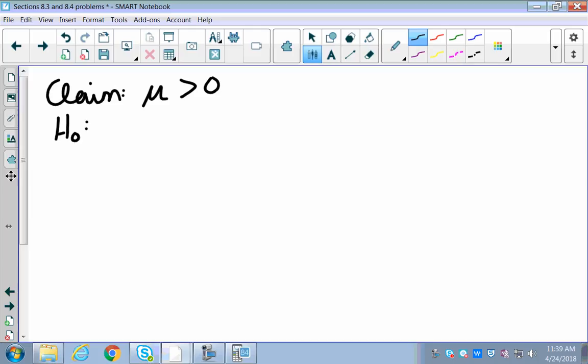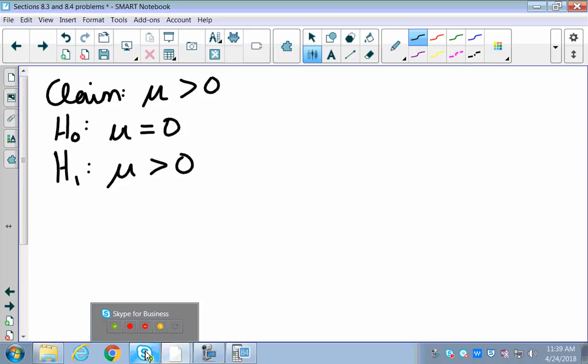My null hypothesis is going to be what? Mu is equal to 0. Okay? My alternate hypothesis, same as the claim in this case, that mu is greater than 0. And I'm going to make it the same because it doesn't have equality in the first part of the claim. There was no equality there. Okay?